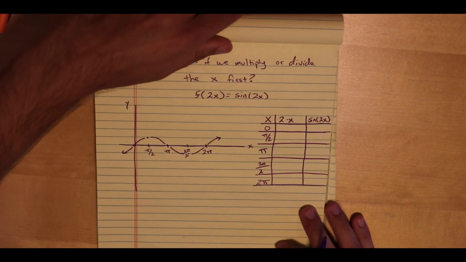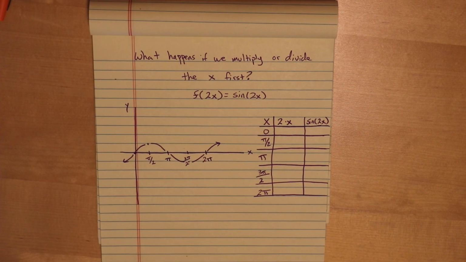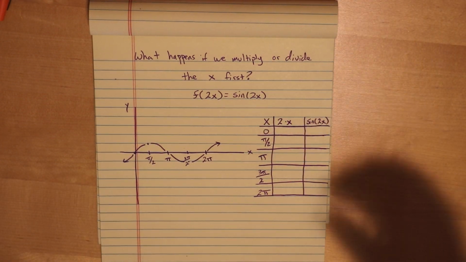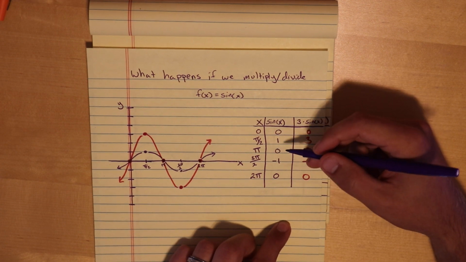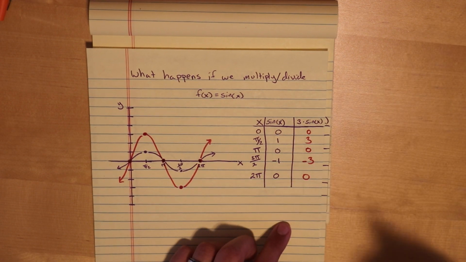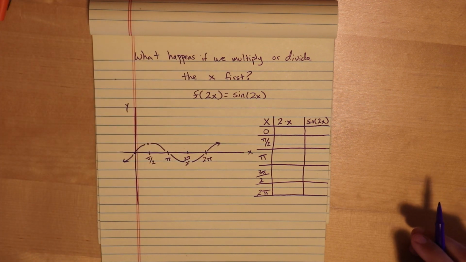So now that we've taken a look at what happens if we multiply or divide the values of sine, let's take a look at what happens if we multiply or divide the x's first. So if we perform the transformation before we apply sine. Previously, on the multiplication and addition examples, what we did is we applied the transformation after we evaluated sine. Let's see what happens if we apply the transformation before we evaluate sine.